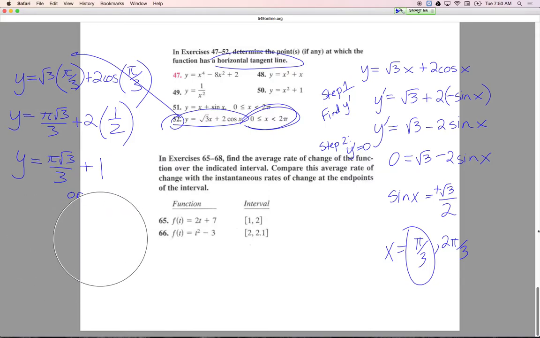Now, here's how you write the final answer. Final answer then is a point. It's pi over 3 comma this thing. Pi root 3 over 3 plus 1. You don't need to find a common denominator for me. Just leave it like that. And then you do it for the 2 pi over 3. Does that make sense? Step 1, find y prime. Step 2, set it equal to 0 and solve. Step 3, locate your points, which is original.